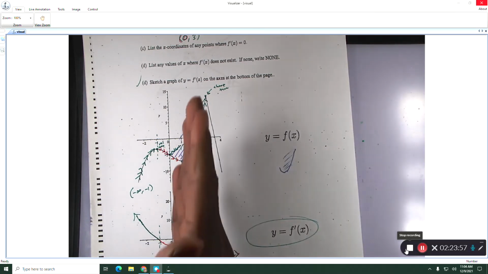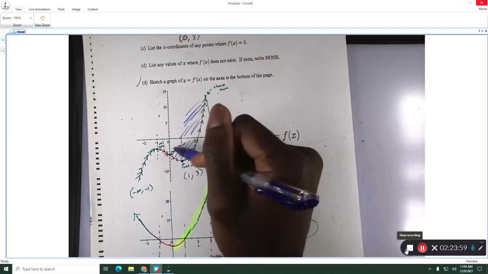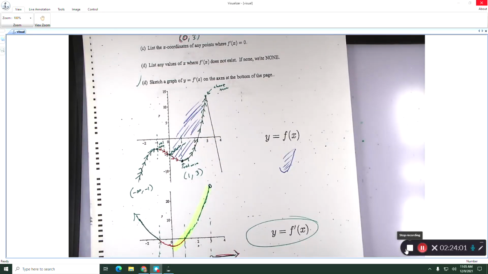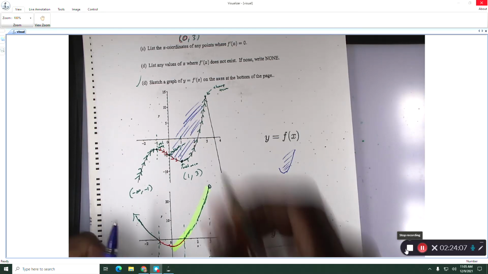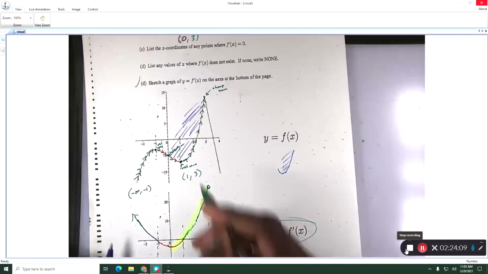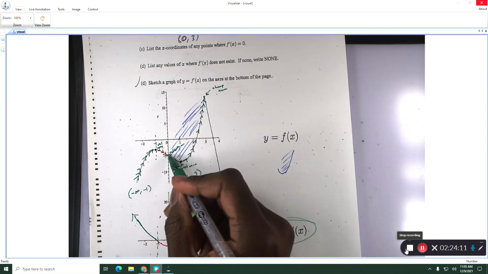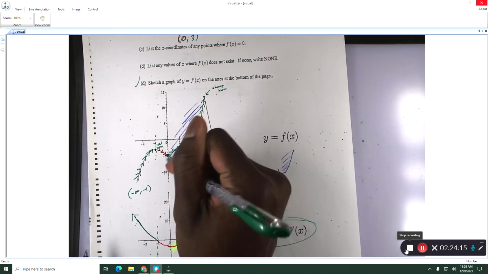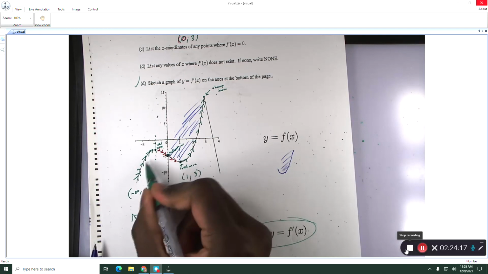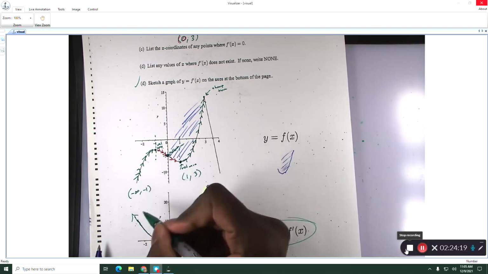So you could also look at it from the original function, but it's nice to make the comparison from the derivative graph. It makes it very fast as well. So we've done that from 0 to 3. And our inflection point is where the concavity changes. So we also see that it's concave down on the other side.